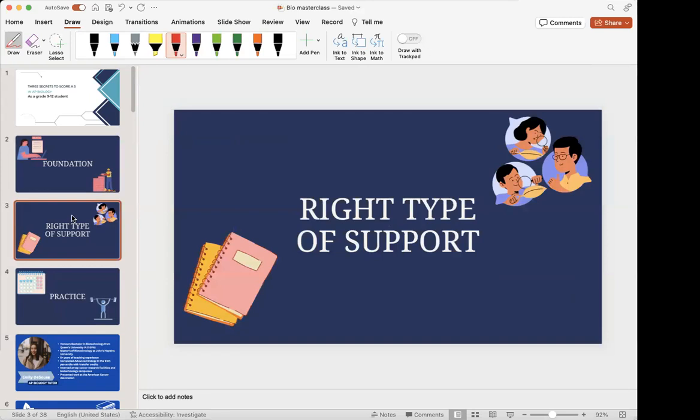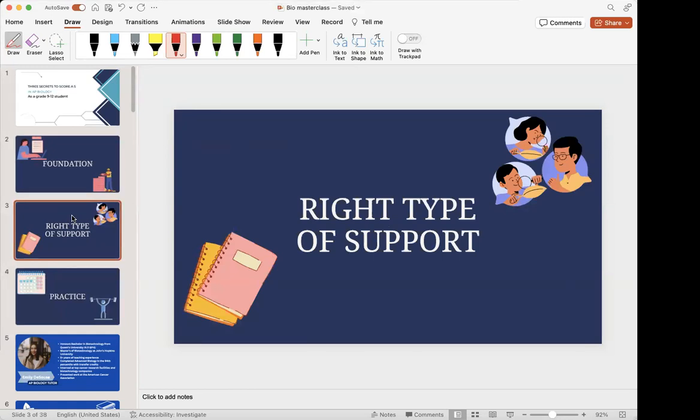So our next pillar is going to be the right type of support. Support for students in this case is going to be very, very important, because students in high school are not particularly used to this style of class and this amount of content. This level of biology and this amount of content is very similar to what they are going to expect if they take general first-year biology in university.